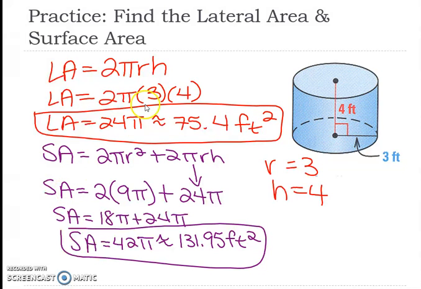For the surface area, we already have the lateral area, which is 24 pi. We just have to do 2 pi r squared. R is 3, 3 squared is 9, 9 times 2 is 18, so 18 pi is this part. We already did 24 pi from here. Add them together: 42 pi. Hit 42 pi and you get 131.95 square feet.